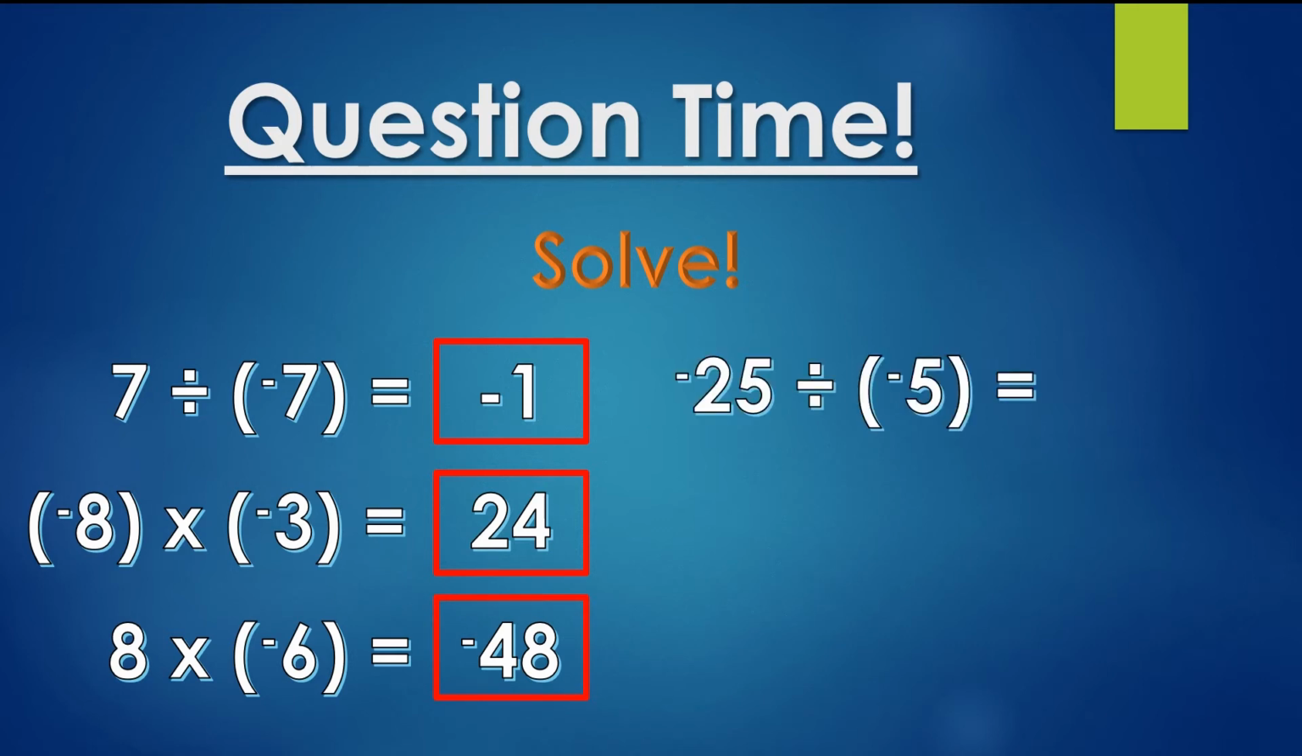Negative 25 divided by negative 5. Divide as normal. 25 divided by 5 would be 5. And since both signs are negative, you guessed it, it's going to be positive. So our answer would be 5.